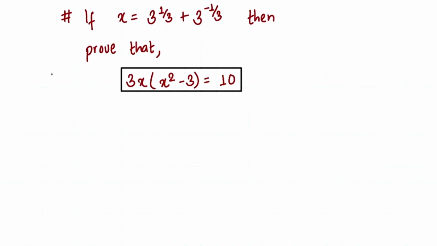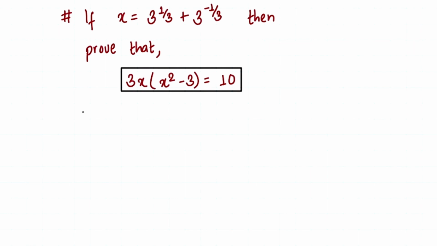In this video, we'll be solving this particular question. Here we have: if x equals 3 to the power 1 by 3 plus 3 to the power minus 1 by 3, then we have to prove that 3x bracket x square minus 3 is equal to 10. So this is a pretty famous question. I'm pretty sure you have already seen this one. So let's try to solve it.